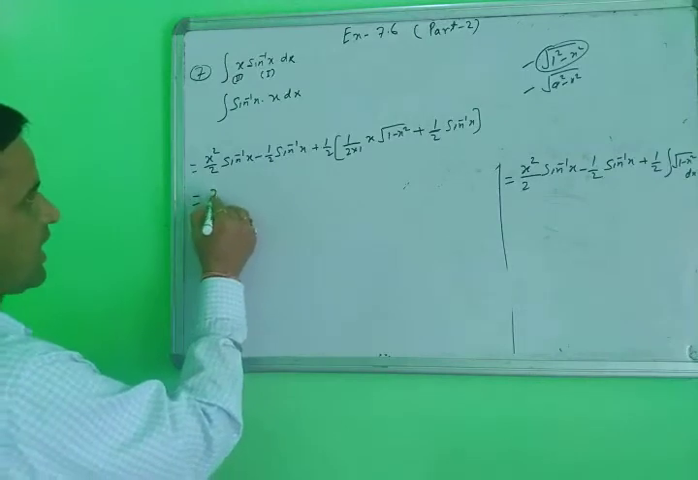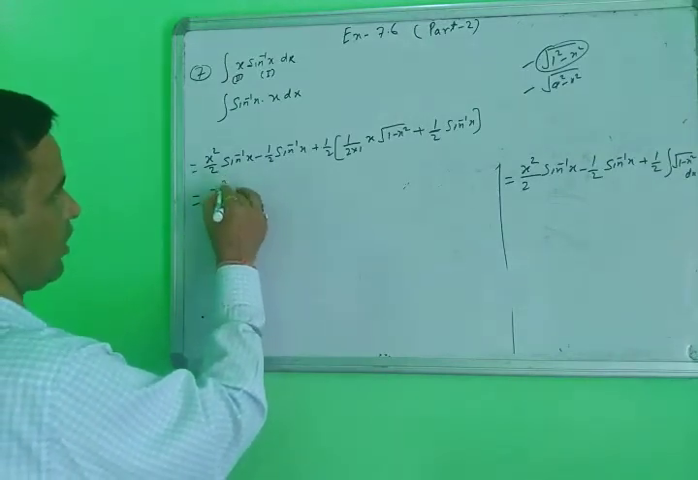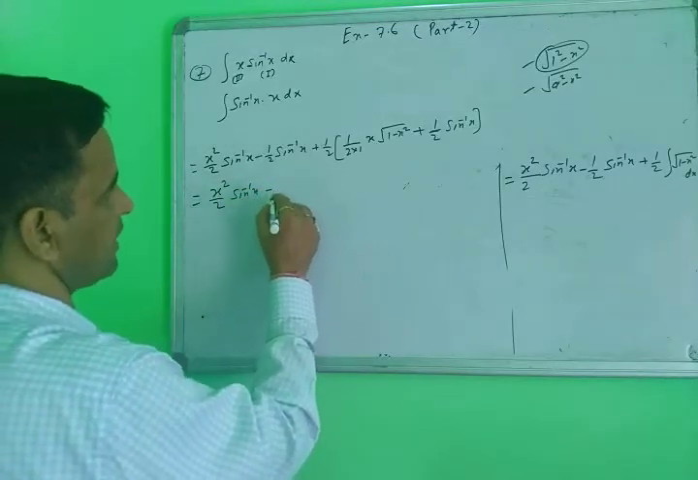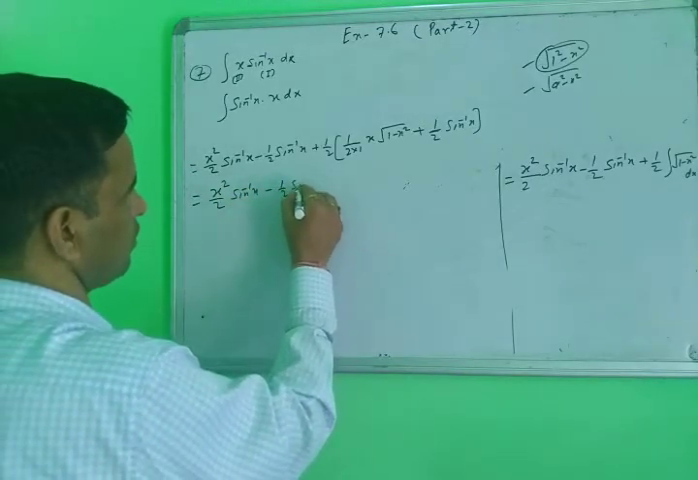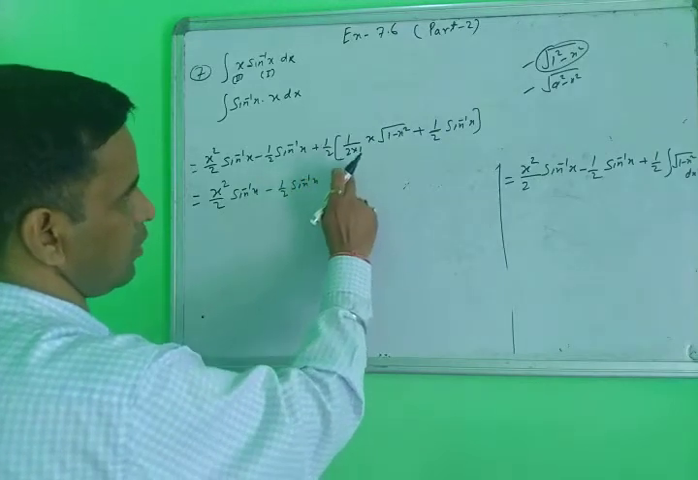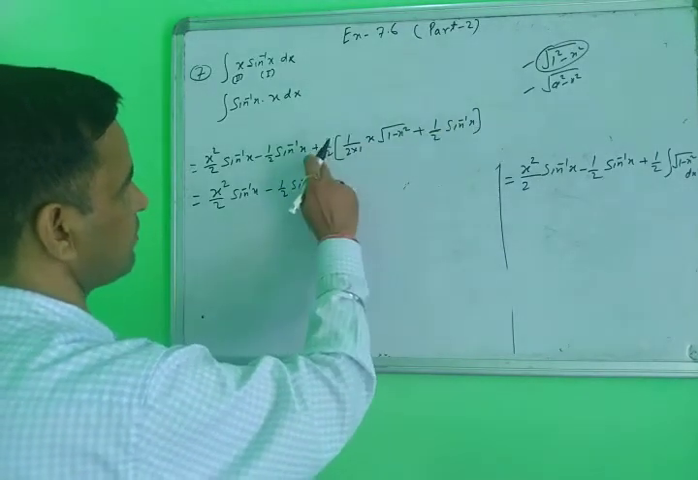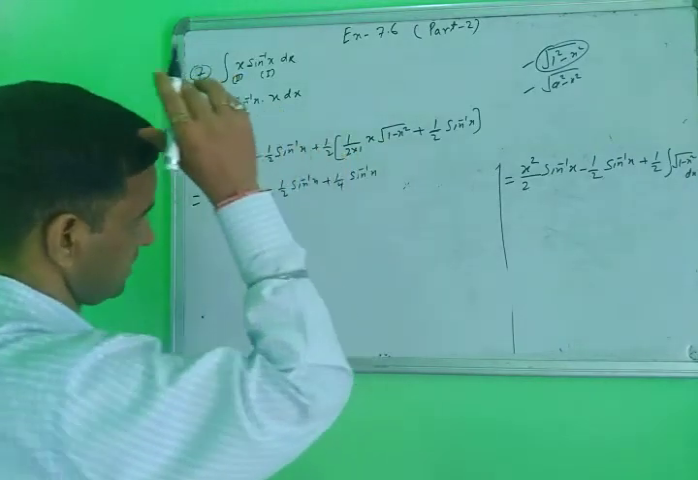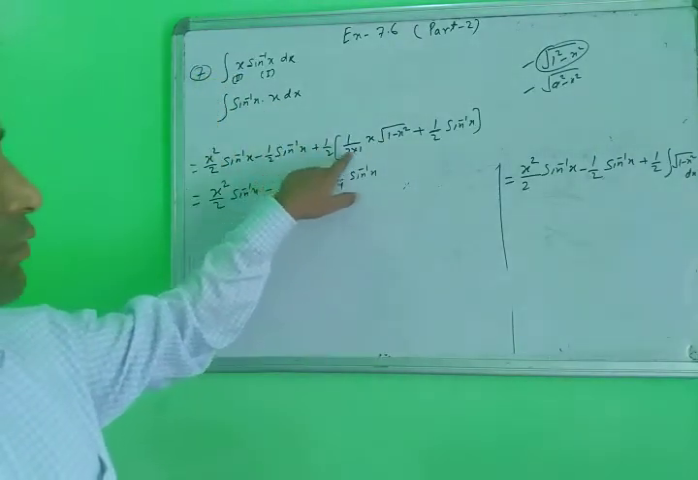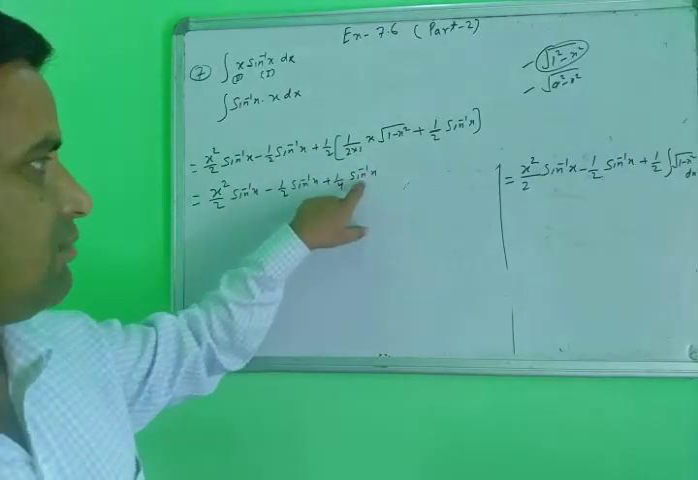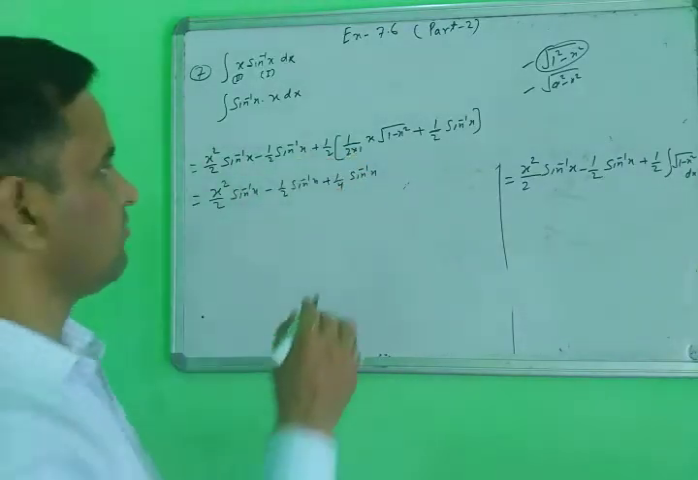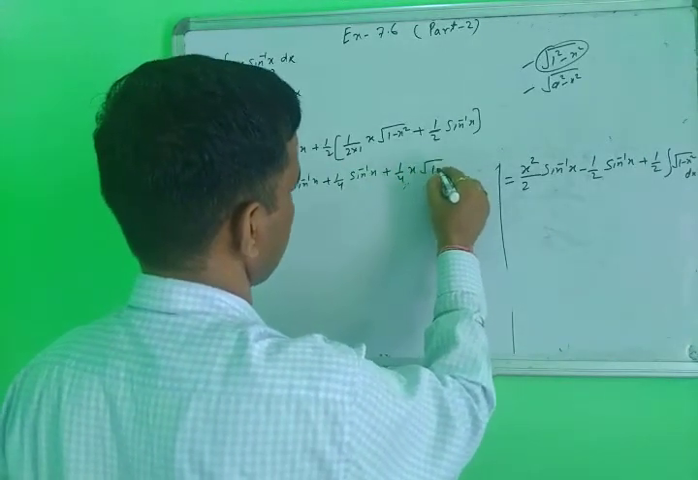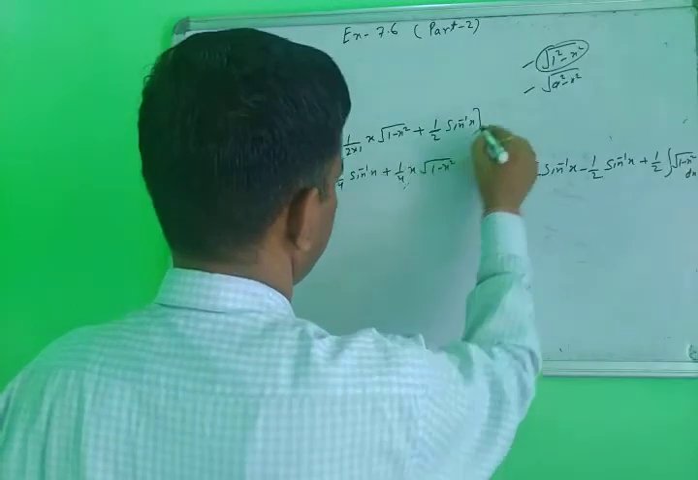Now calculate it: x square upon 2 sin inverse x minus 1 upon 2 sin inverse x. Now look here, it becomes plus 1 upon 4 sin inverse x, because you multiply the outside 1 by 2 with 1 by 4 sin inverse x. And this is the unlike form here. So plus 1 upon 4 x root 1 minus x square and plus c.